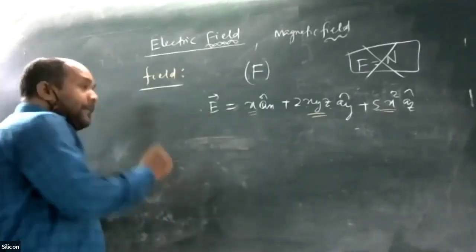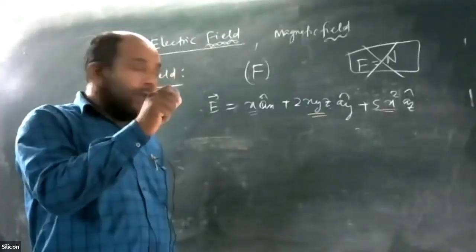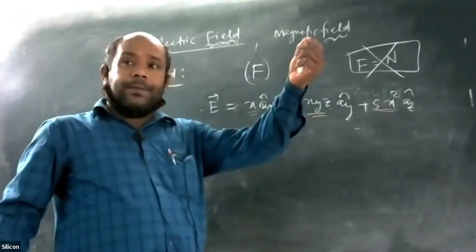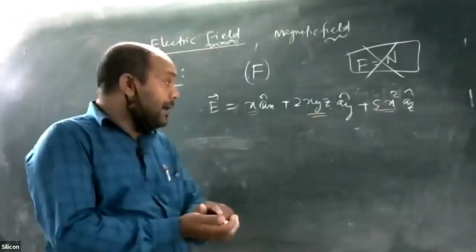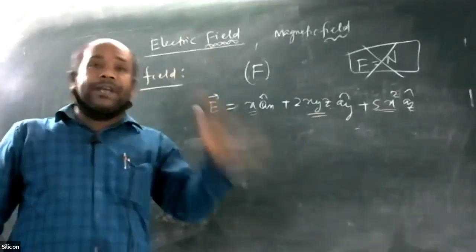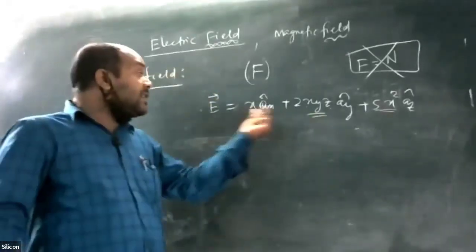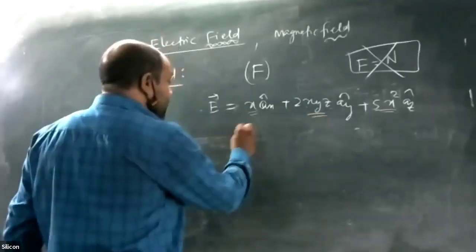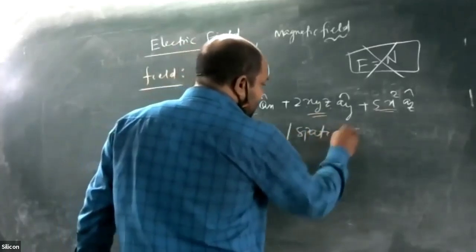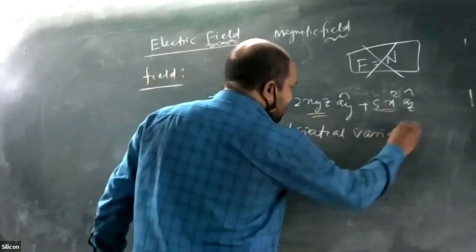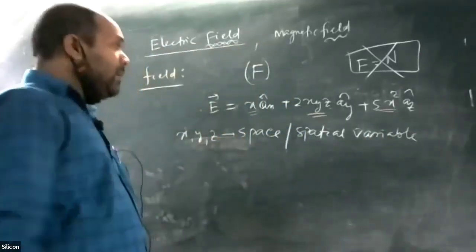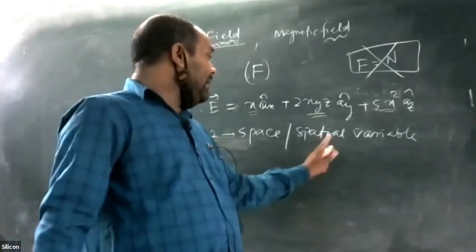That means if you see this in 3D, for this position you will have one electric field, at this position you will get a different electric field, and at this position a different electric field. Can I say this electric field changes with respect to space position? Of course. And these are the spatial variables, known as space variables, which are x, y, z. These are called the space variable or spatial variable.